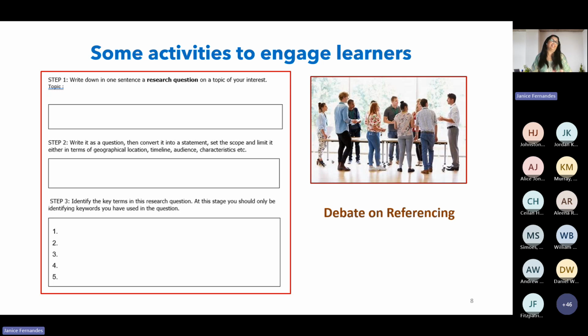Another really interesting thing that went well was a debate on referencing in a class, where I divided the classroom into two groups. Predominantly the boys yelling, we are better than the girls, and the girls saying, we shall see. But it was really interesting, really engaging. Lots of noise, lots of laughter, but I'm sure lots of learning at the end of it all.